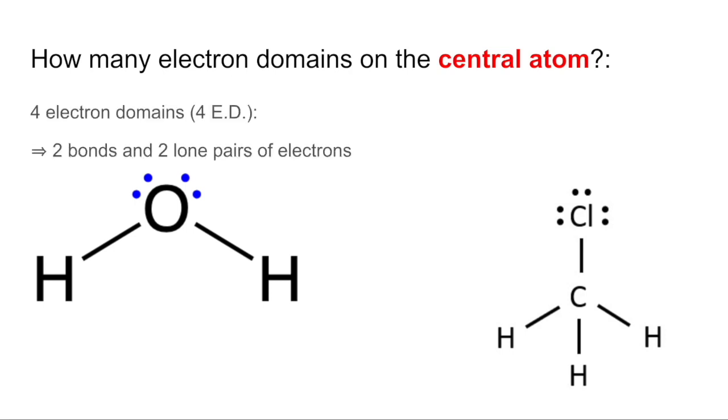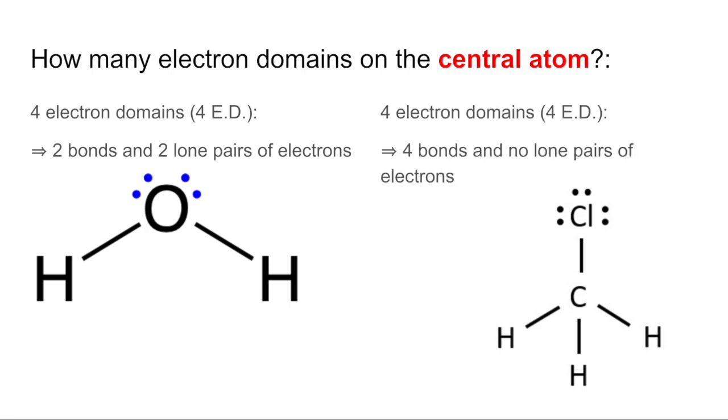Okay, there are 4 electron domains on the first molecule, water, and that's made up of 2 bonds and 2 lone pairs of electrons. You would do that by working out the Lewis structure as you've seen below. And on the second molecule, there are 4 electron domains, 4 bonds with no lone pairs of electrons. As you can see, you're looking at the central carbon atom, not the electrons on the chlorine. You're looking at the central carbon atom, and that's the one that has 4 electron domains or 4 pairs of electrons.